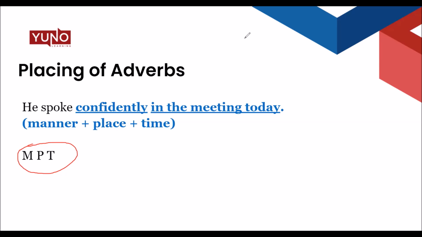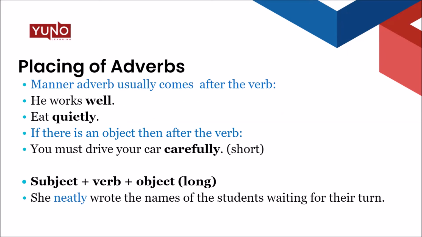Suppose just manner and time adverbs, first manner, then time. If only place and time adverbs, first place and then time adverb. Let's understand how we place the manner adverbs, how something is done. And this is something quite interesting.